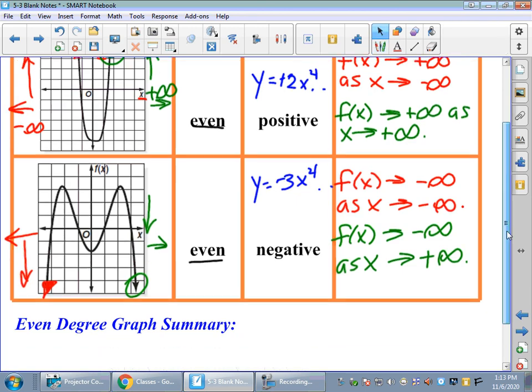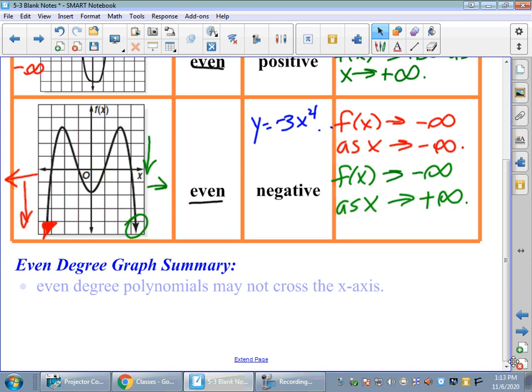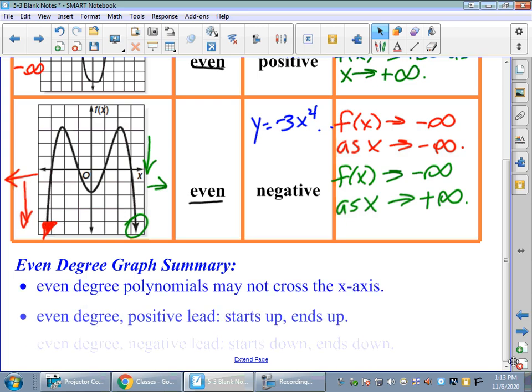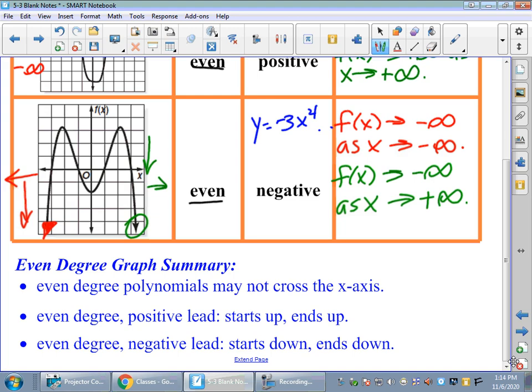So some of the summaries that I want to talk about here, write this down. These are our key elements. Even degree polynomials may not cross the x-axis. Think of a parabola, right? Not all of our parabolas had to cross the x-axis. Well, same thing with all these other crazy functions. All of their craziness can happen below the x-axis if they're facing down, or above the x-axis, and they never have to cross the x-axis.